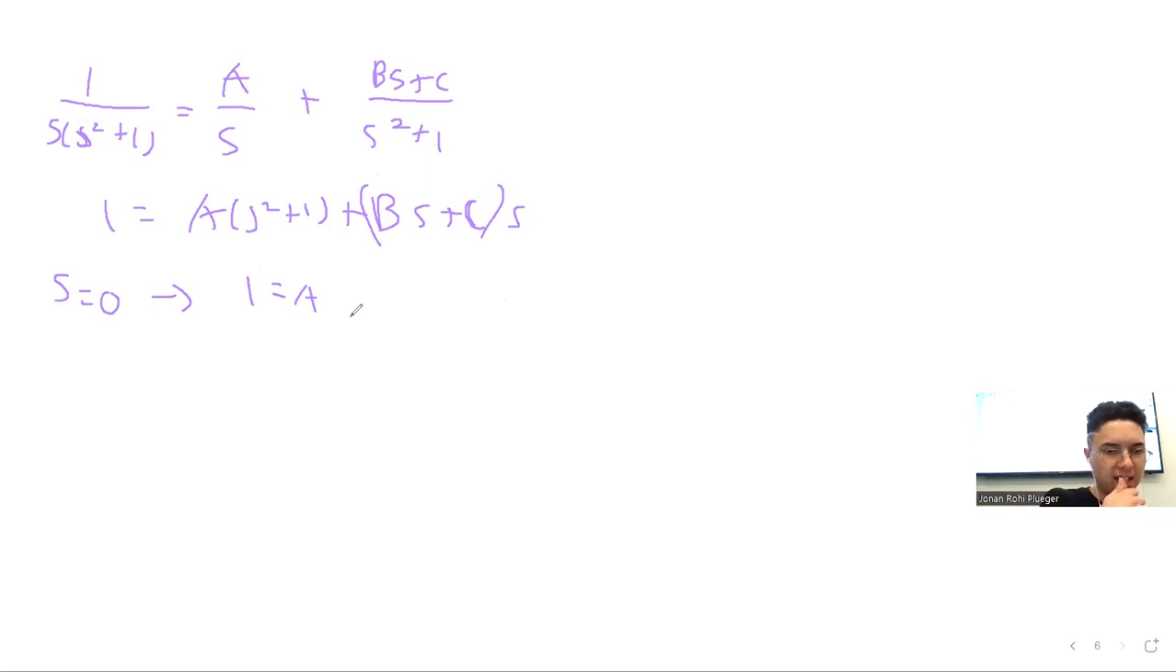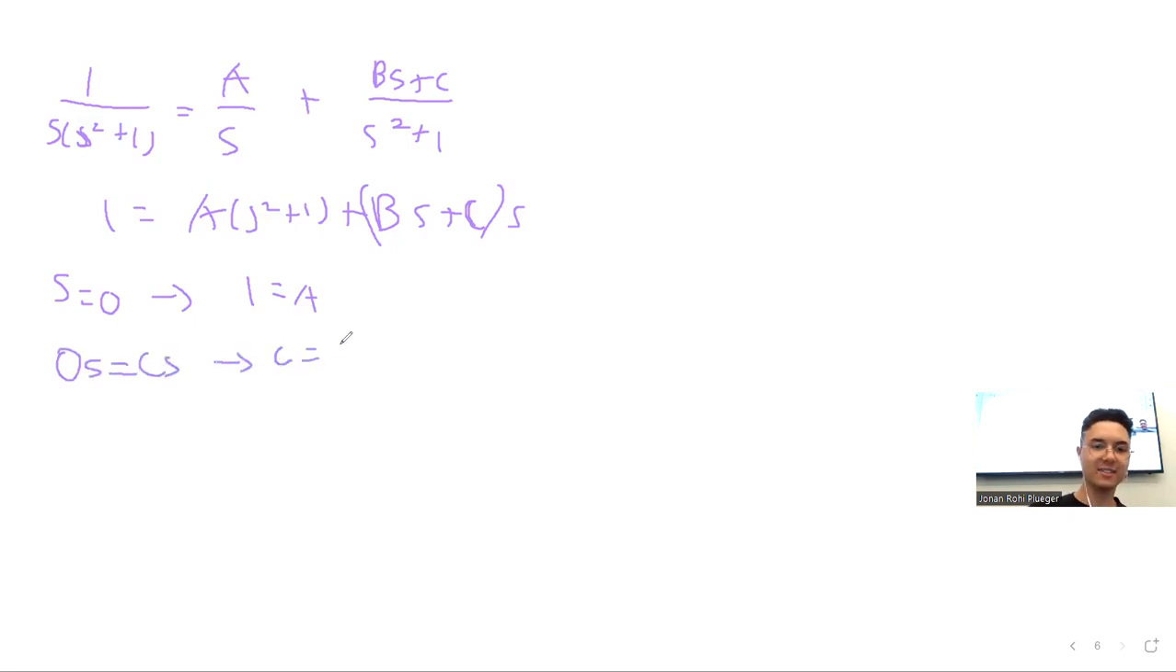Trying to think if there's another nice thing that we can plug in. Can you all guess what C is just from looking at it? Zero. Yes. Why? It's the only term that has an S. So CS is the only S term on the right, right? Everything else gives us blah, blah, blah. On the left side, it's 0. So 0S equals CS, which gives us C equals 0.